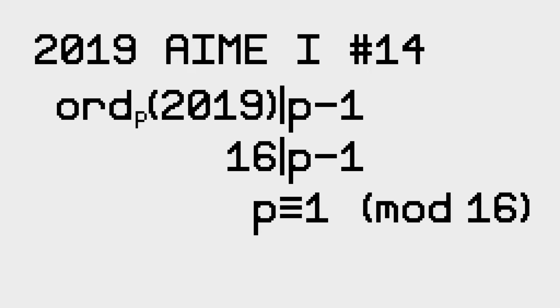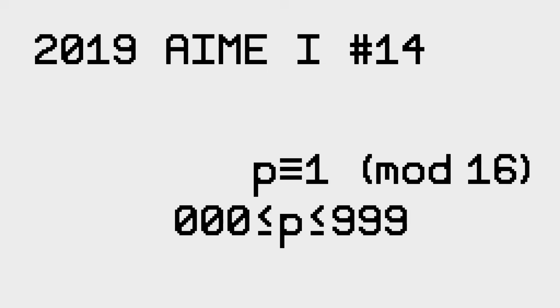Another thing we learned from earlier is that the order 16 has to divide p minus 1. This means p minus 1 is congruent to 0, or p is congruent to 1 mod 16. Unfortunately, this part is a bit of guess and check. Because this is an AIME problem, we know that our answer has to be between 000 and 999. And if we were preparing for an AIME, we would know there are 168 primes in that range.